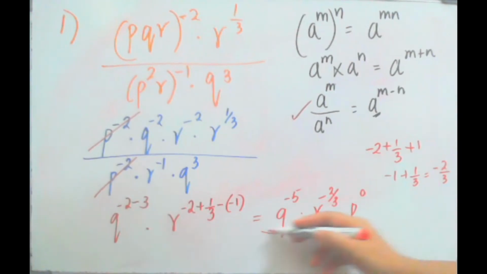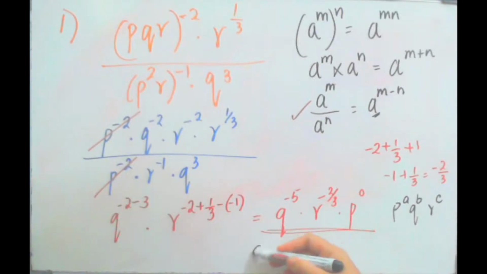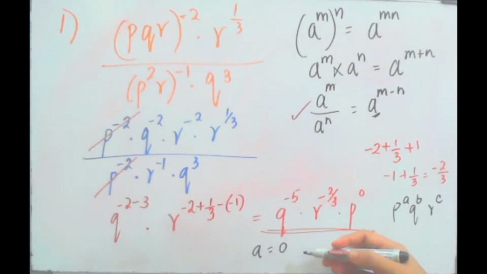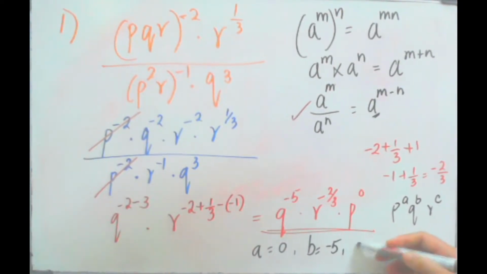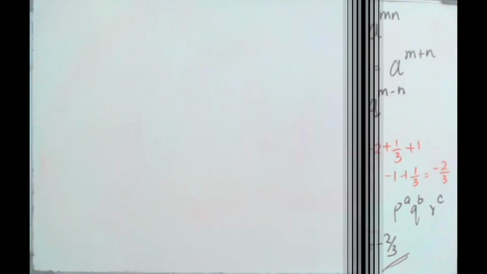So comparing this with the form that we had to show, it is P power A, Q power B and R power C. We identify A is 0, B is minus 5 and C is negative 2 over 3. So this is the answer for question number 1.